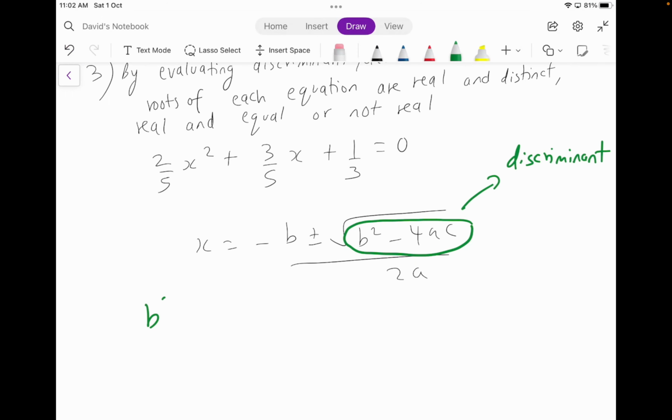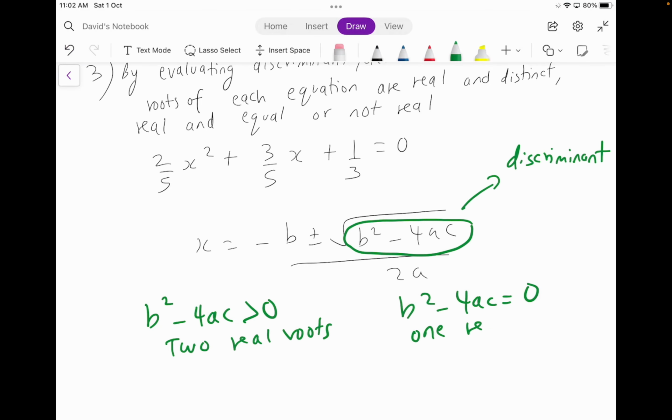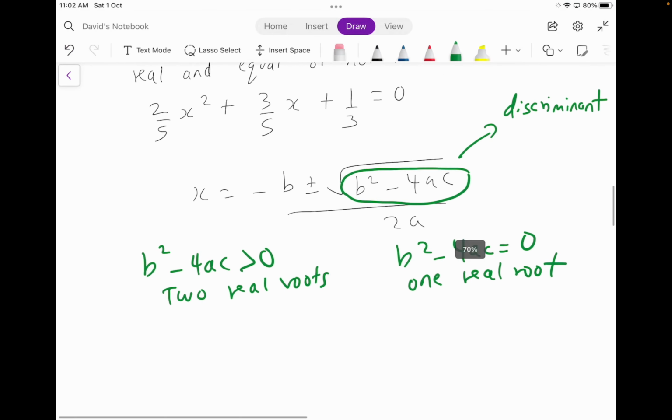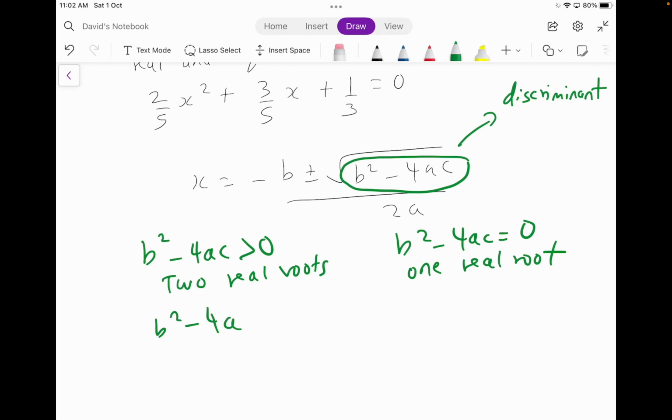For the discriminant, you have b squared minus 4ac greater than 0. This is where the quadratic crosses the x-axis twice, meaning that there are two distinct real roots. So you're going to mention that there are two real roots. The other outcome is b squared minus 4ac equal to 0. This is where it has only one real root. And the other case is where b squared minus 4ac is less than 0. This is where the quadratic does not cross the x-axis, meaning that there are no real roots.